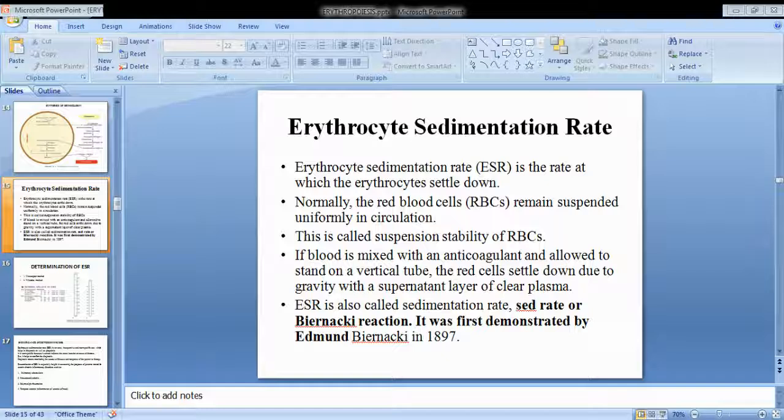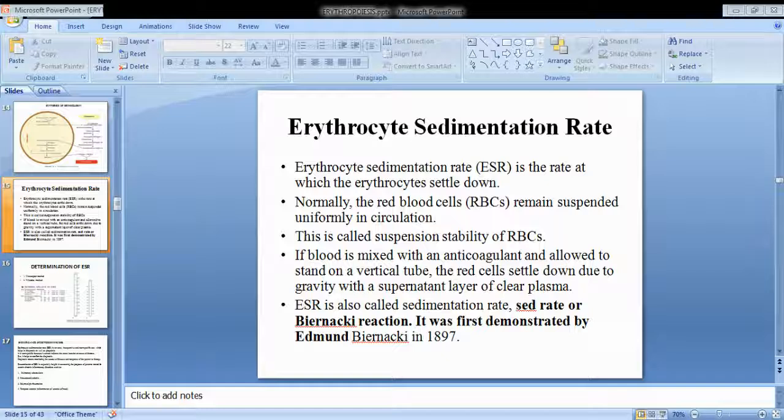That is why blood taken from the tip of the toe or from the vein will all be the same, because the red blood cells are suspended uniformly throughout the body. This nature of the blood is called the suspension stability of the blood, the suspension stability of the RBC. This suspension stability is possible because of the presence of plasma proteins. The plasma proteins enable the concentration to be the same throughout the blood.